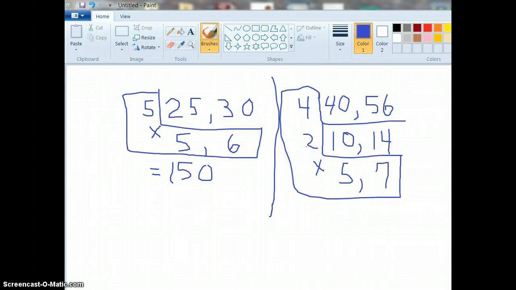So 4 times 2 is 8. 8 times 5 is 40. And 40 times 7 is 280. So therefore 280 is the least common multiple.